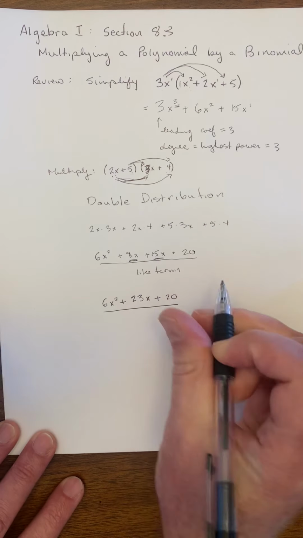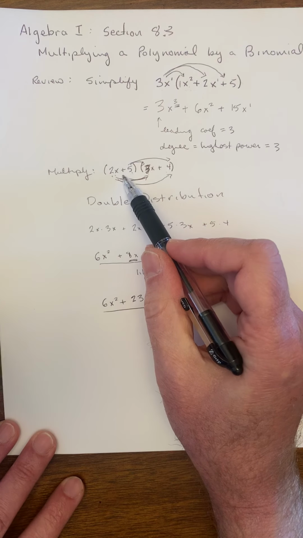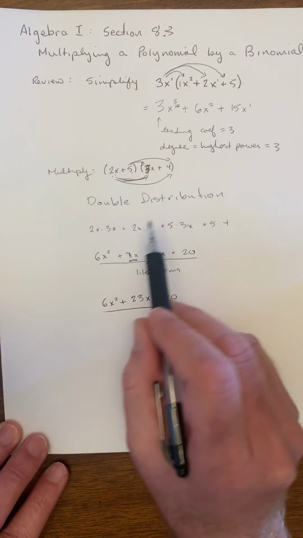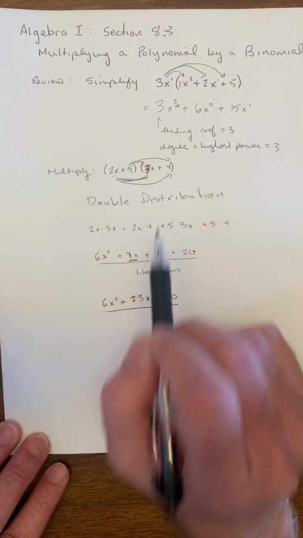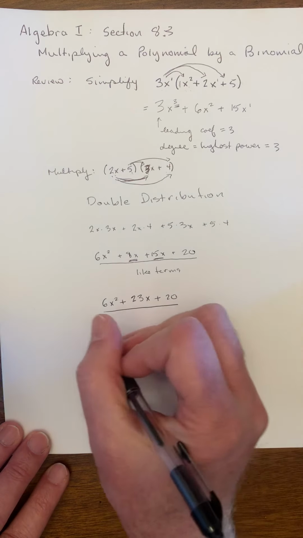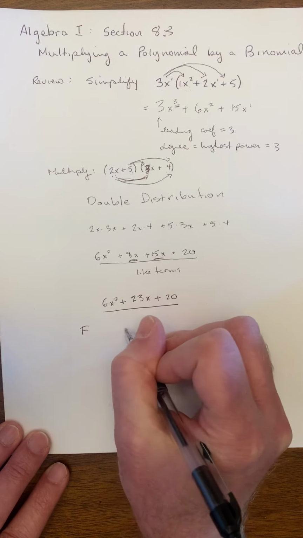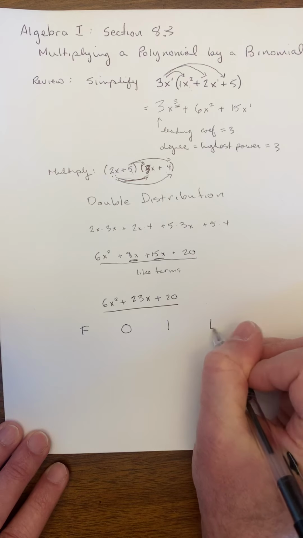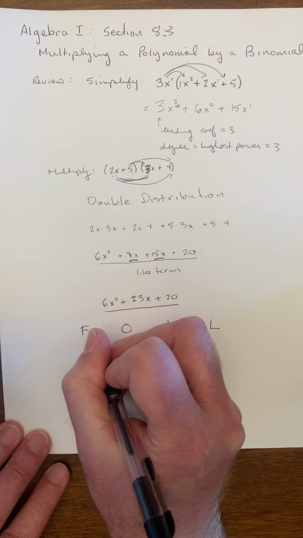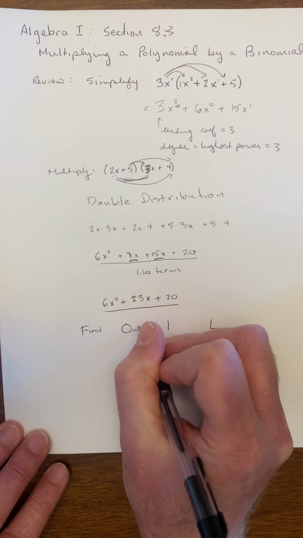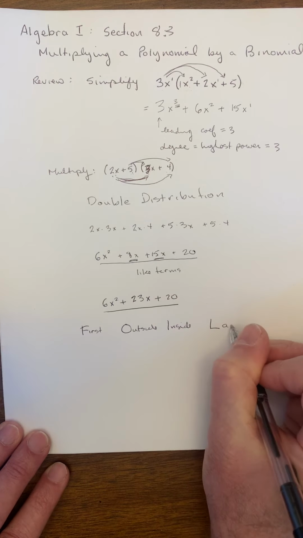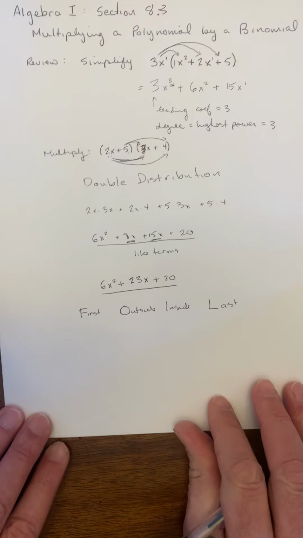And that is what happens when you multiply this binomial times another binomial. So we had to double distribute. We had to be very careful that we did every single possible distribution. Now, some books will use the mnemonic FOIL to remind you to do this. And FOIL stands for first, outside, inside, and last. So let me explain what that means.